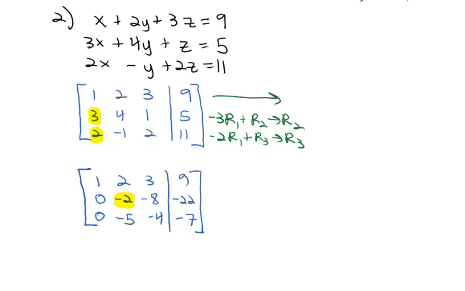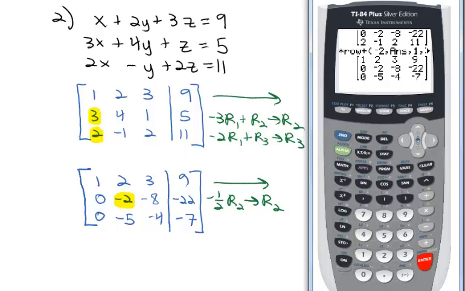Next we need a pivot in the middle. We're going to multiply by the reciprocal. The reciprocal of -2 is -1/2 times row 2 and stick it into row 2. Notice I'm writing everything I'm doing. I'm just having the calculator do the math for me.